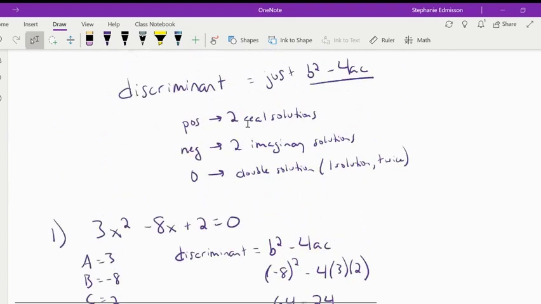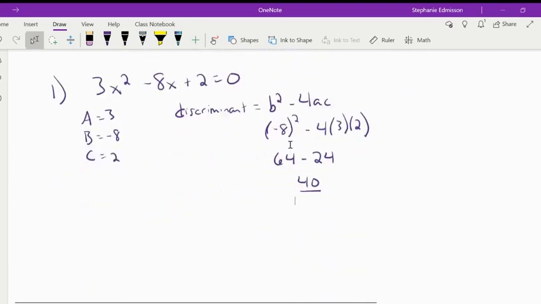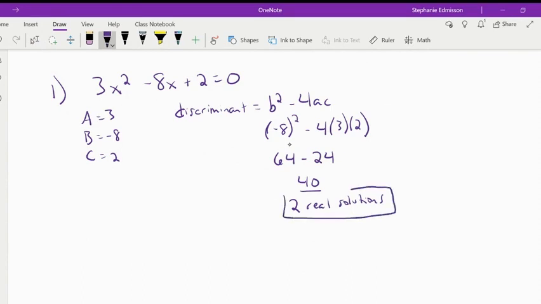If it's a positive number, it means I'm going to have two real solutions. So all I'm going to write is two real solutions. Because whenever you're asked for the discriminant in a problem, what it's asking you is, what is your answer going to look like? Are you going to have two real solutions, two imaginary solutions, or a double solution? Okay, so to answer this question, we need to say, what are our solutions going to be like? And they're going to be two real solutions because our answer was 40, which is a positive number.